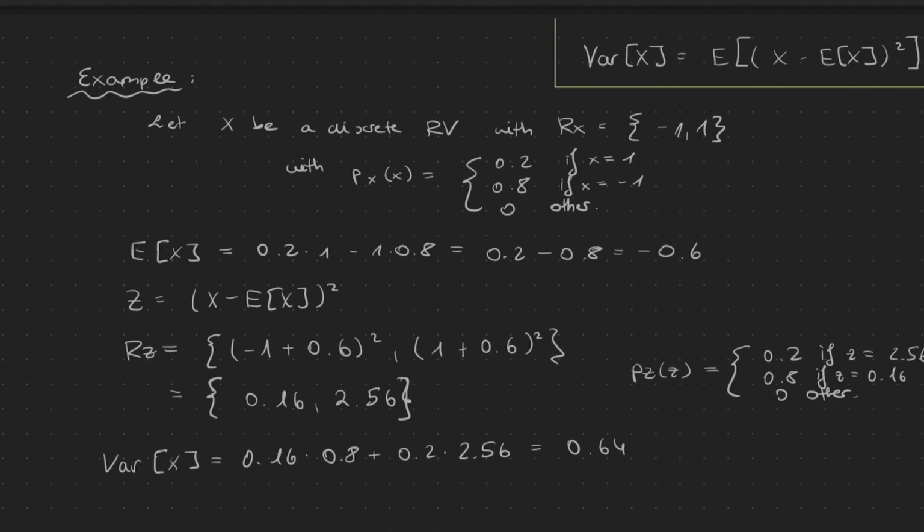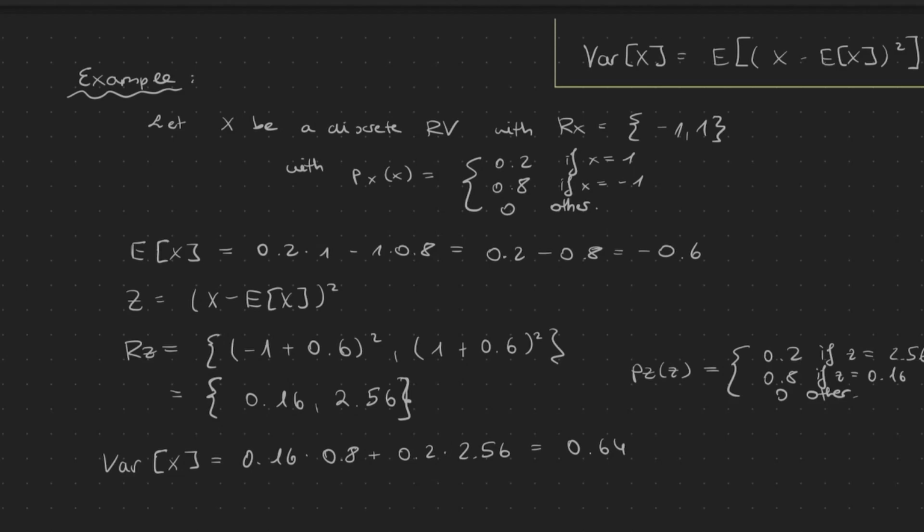The support is now (-1 + 0.6)² and (1 + 0.6)², because we insert the realizations and the expected value into z. So our support consists of two elements, 0.16 and 2.56. We also have our probability mass function, which is 0.2 if z is equal to 2.56 and 0.8 if z is equal to 0.16, and 0 otherwise.